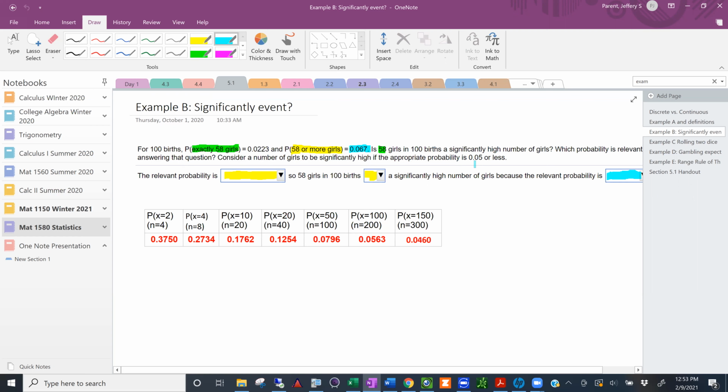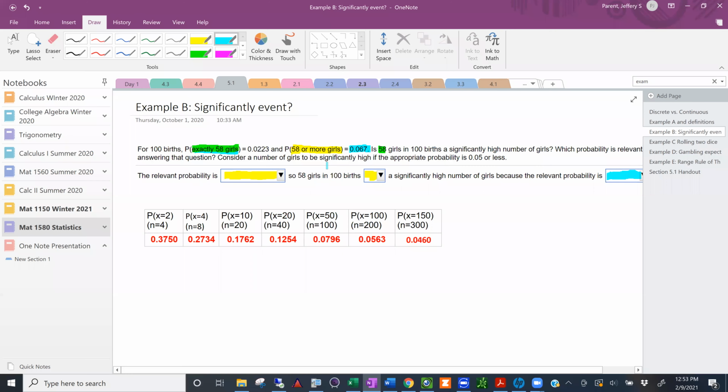So, well, typically speaking, what we do when we're looking at these kinds of probabilities is we don't just look at the probability of exactly this occurrence. We look at this or something more extreme. So what we would use here in this case is a probability of 58 or more girls. That's the more relevant probability. I've color coded it here in yellow to go along with this blank. The relevant probability is 58 or more girls.